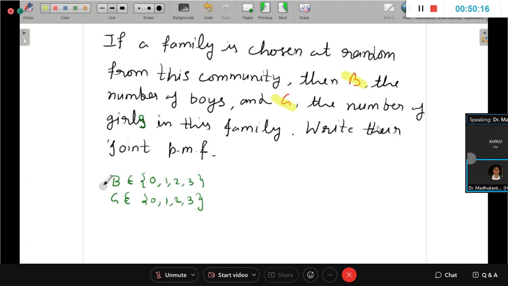Certainly you know how many boys at most: it is 3, either none or up to 3, because there are families with 3 children. Similarly, girls can also take values up to 3. All are equally likely. So B denotes the number of boys and G denotes the number of girls. They both can take values from the set 0, 1, 2, 3. Now try to identify their joint PMF.